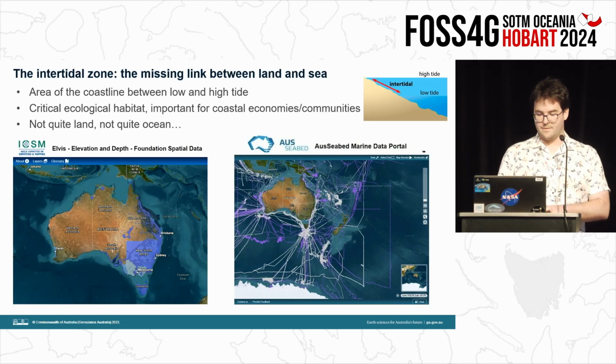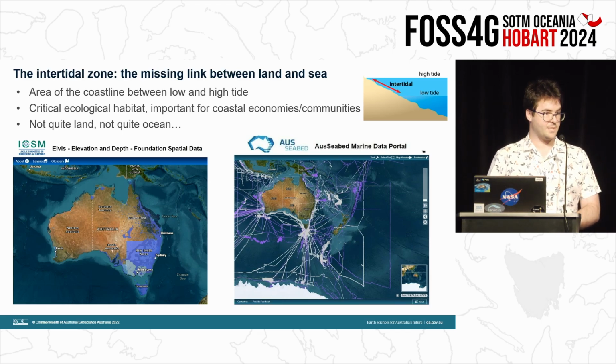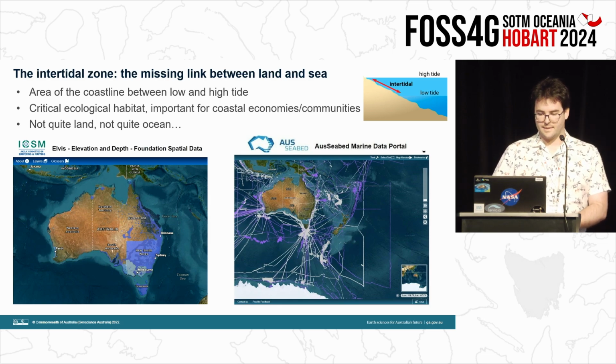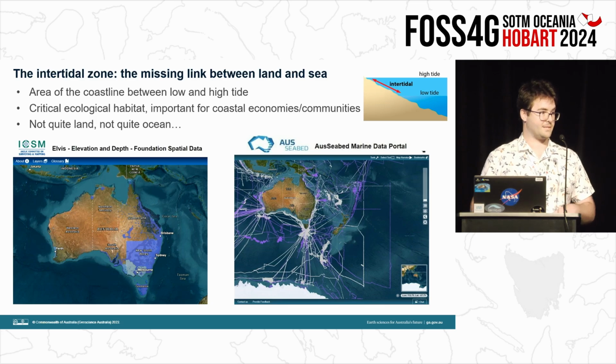The specific environment I'm going to talk to you about today is called the intertidal zone. If you've been at the beach and watched the tide go in and out, this is the area between low tide and high tide, so the entire area that the ocean covers at any point. It's a very important area, the place where people interact with the coastline and the ocean. But it's a funny area because it's not really land and it's not really ocean. It's periodically wet, periodically dry.